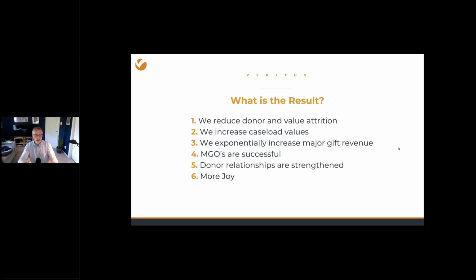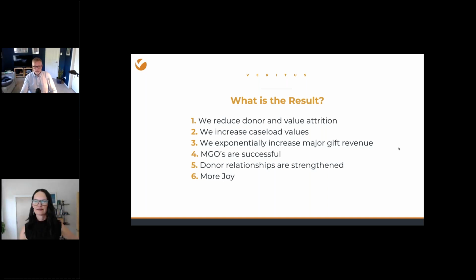And all they did was stick to this program, have us help them come alongside their major gift officers, keep them focused and accountable, and great things happen. And that's just one story, because we have scores of other organizations that we've worked with that do the same thing. If they maintain that discipline and focus and accountability, they see significant results.